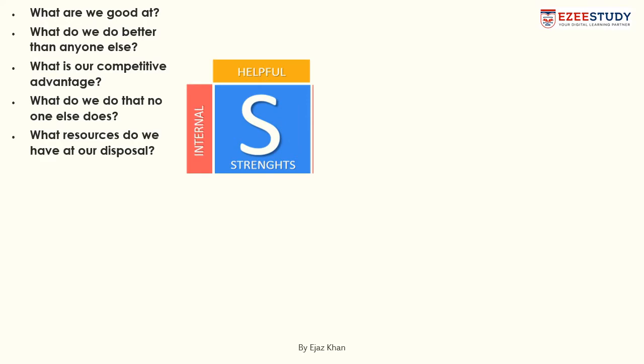Once we know what our strengths are, for example, if we believe that we have a good marketing department, we've got good resources in our marketing department, then we'll be in a better position to use those resources, and it will help us formulate a strategy in which we'll be using our marketing skills to gain competitive advantage over our competitors. But if we don't know what strengths we have, we will never be able to use those strengths.